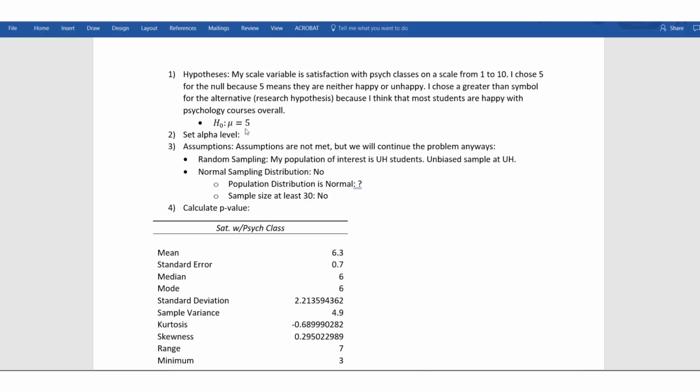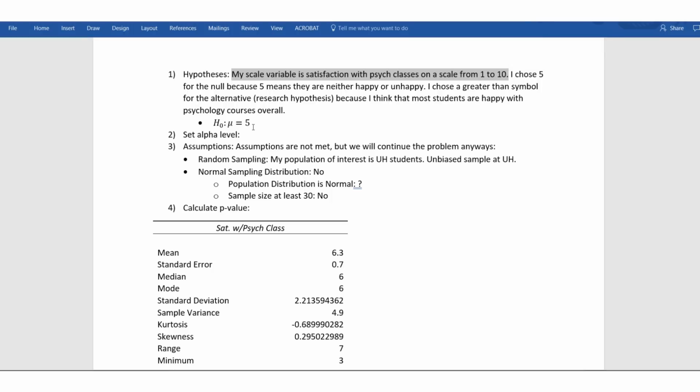So first I'm going to do the hypothesis test. So you need to first write what variable you're going to be working with. So my scale variable is satisfaction with psych classes on a scale from 1 to 10, 10 being that they're highly satisfied. And you want to make sure that you get a scale variable and not a categorical variable, because you're taking the average of it. So just make sure it makes sense to take an average of your variable.